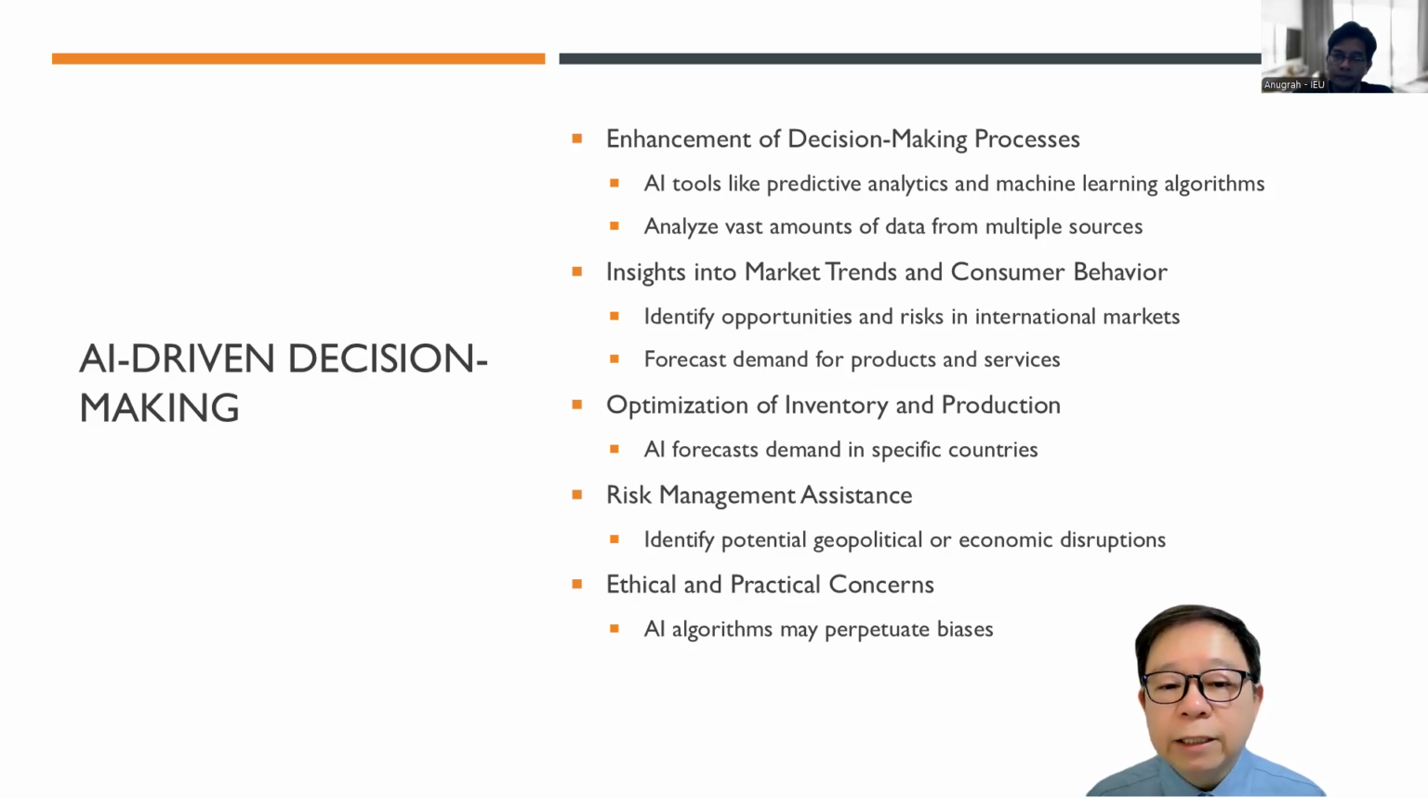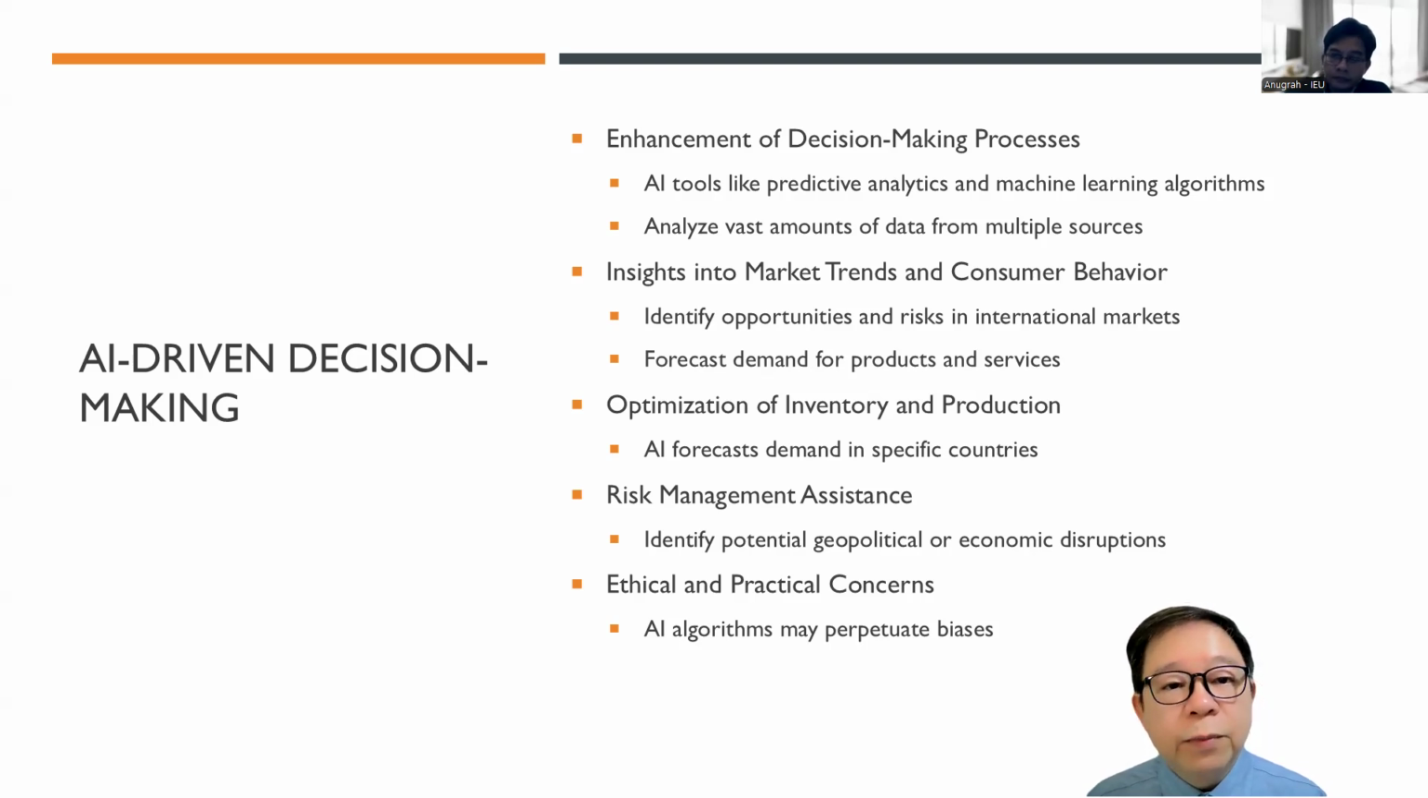We will explore insights into business trends and also customer behavior, and identify opportunities and risks in the international markets, which is very important. Forecasting demand for products and services is a key factor also. We hope that we will be able to plan well, especially for our inventory and production. AI can forecast demand in specific countries. By feeding the AI a lot of information, we can forecast the demand. Risk management assistance identifies potential geopolitical and economic disruptions.